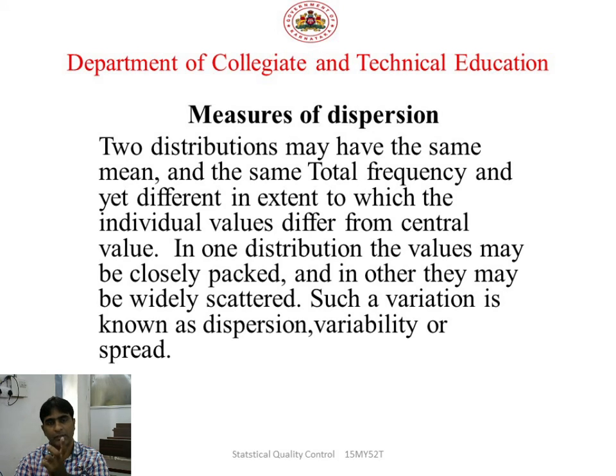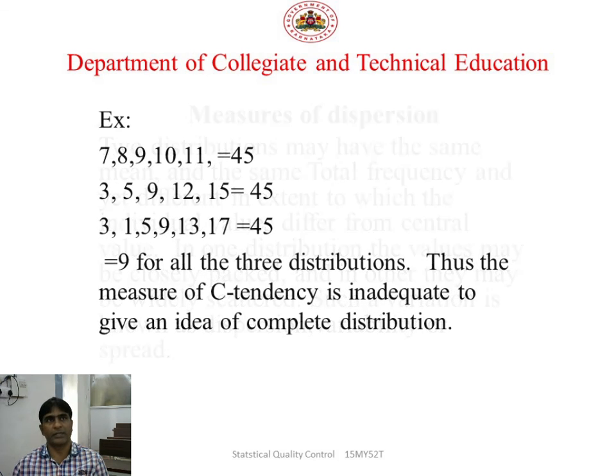So even in such two cases, the mean may be the same. The mean and the total frequency will be the same. Such a variation is known as dispersion. So we are having two cases here, one is closely packed and another is widely spread. Even then, though the mean is the same and the frequency is the same, we call it dispersion, or variability, or spread. Let us see with an example.